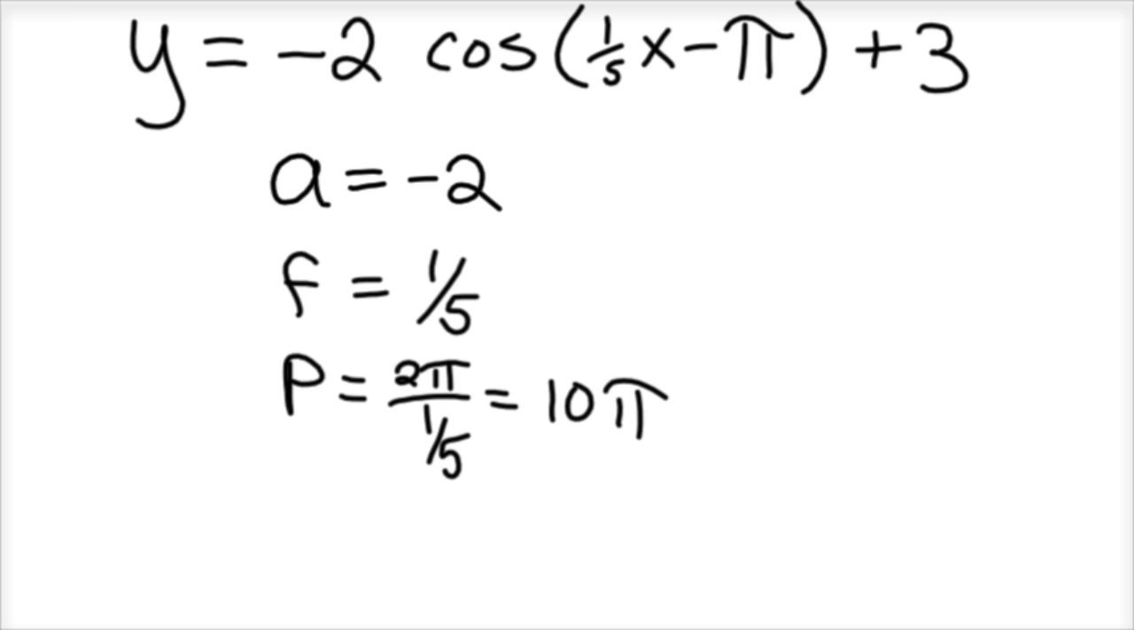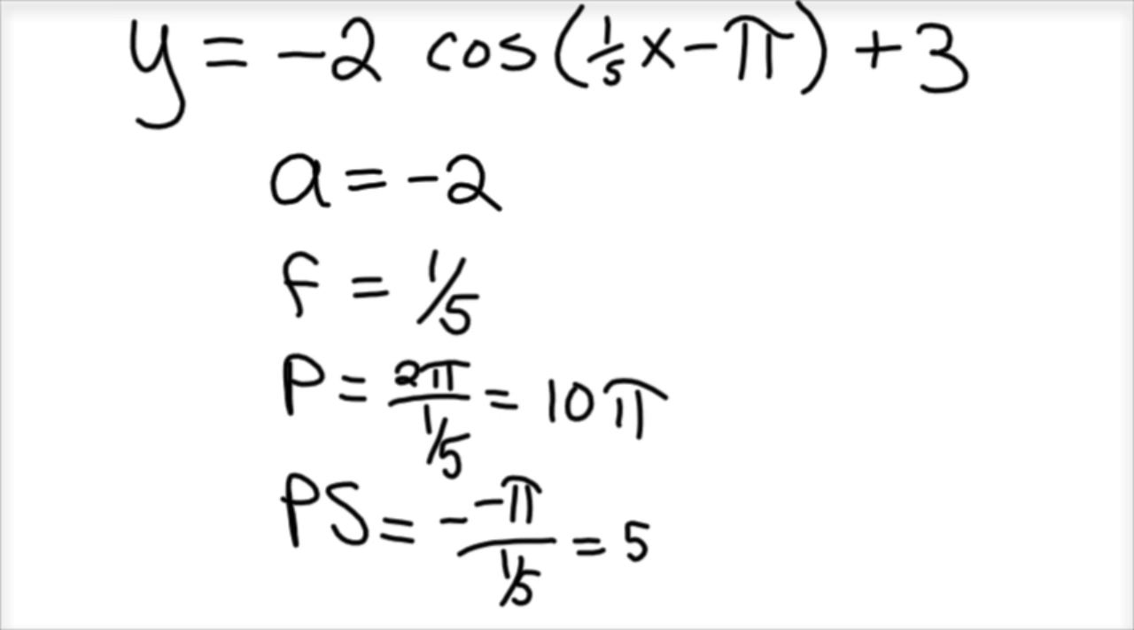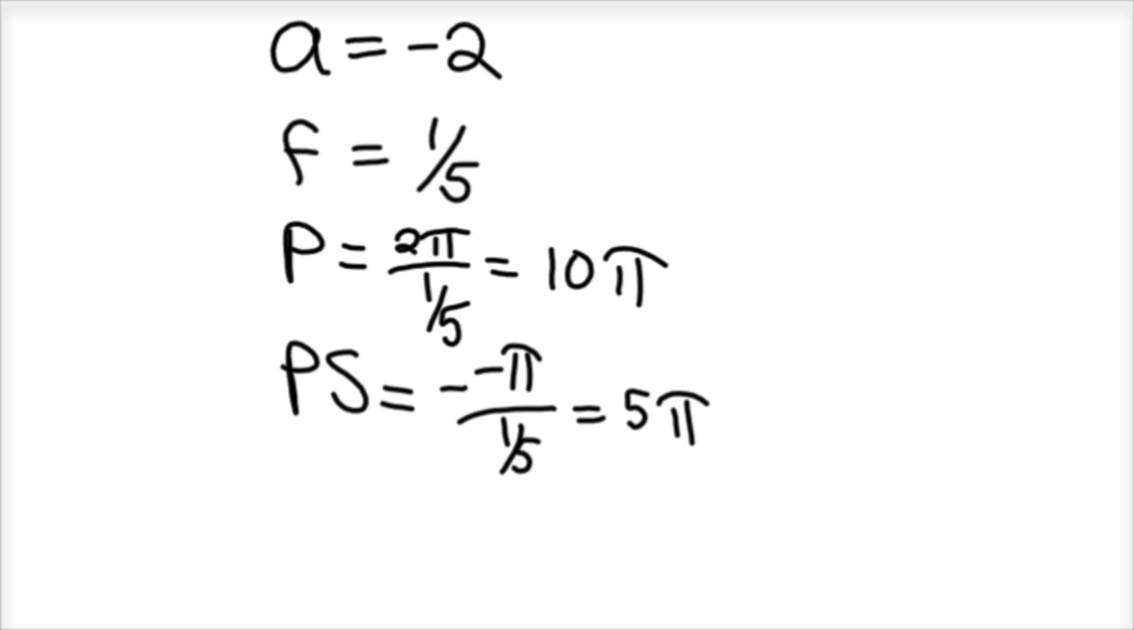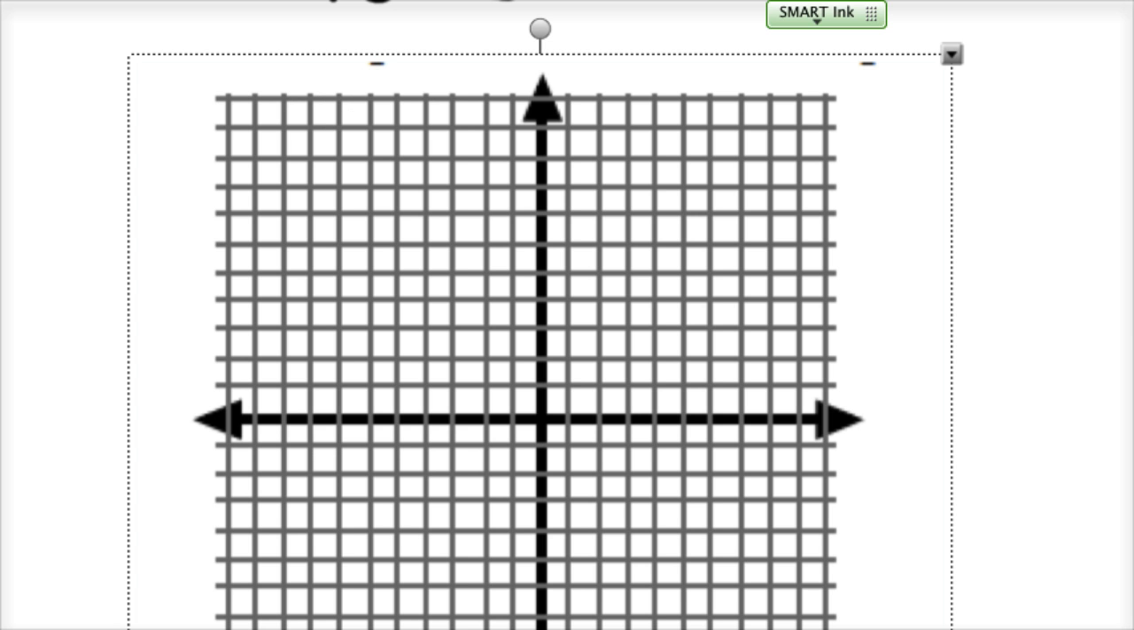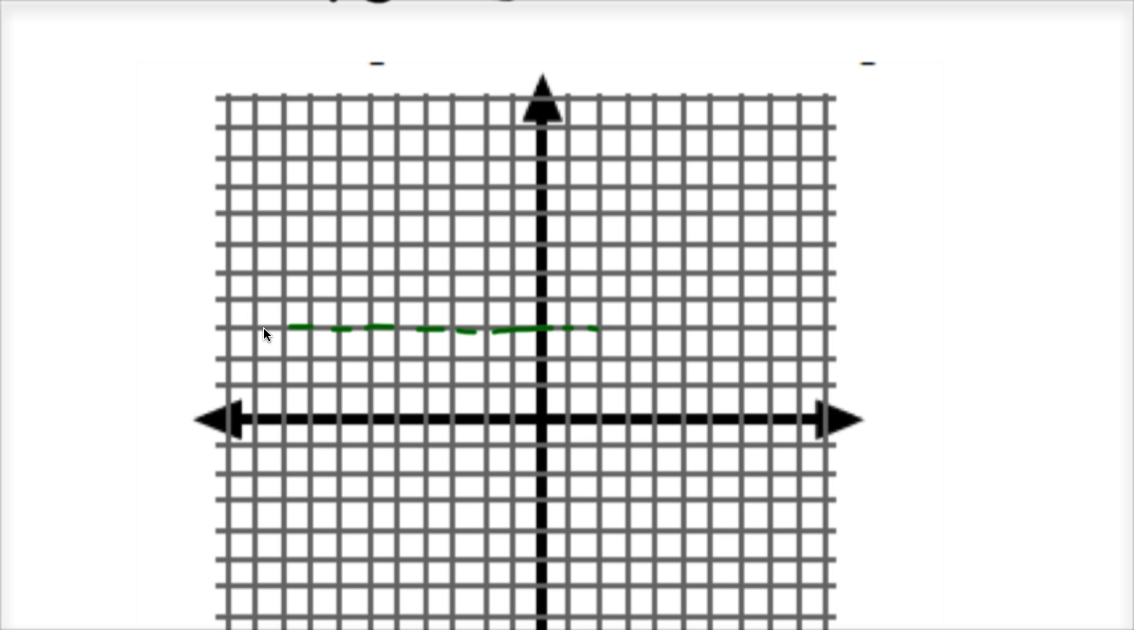And my phase shift is negative pi over 1/5, which would be 5 pi, as you flip and multiply, and is positive. And my vertical shift, up and down shift, is 3. So I'll call it VS is 3. All right. So I'll put a horizontal line at 3. I'll do it in green this time. So there's my midline.